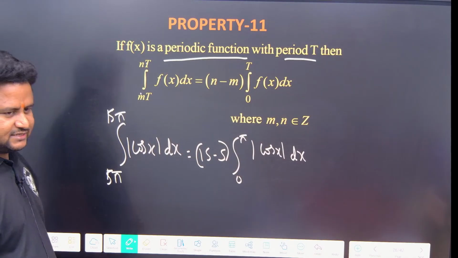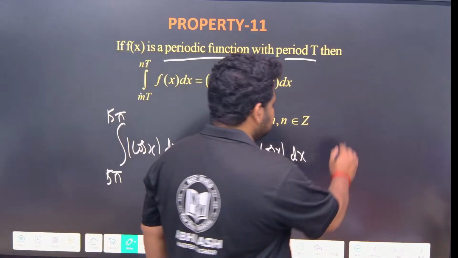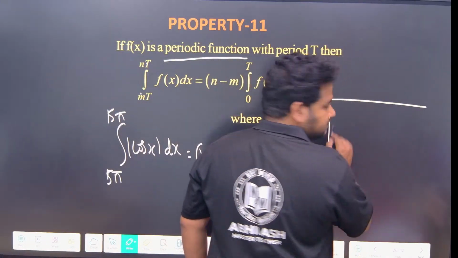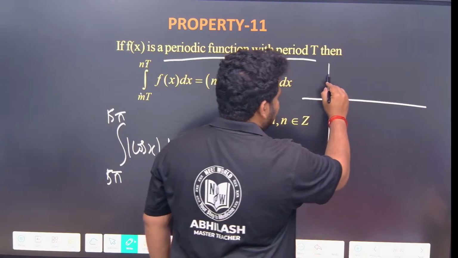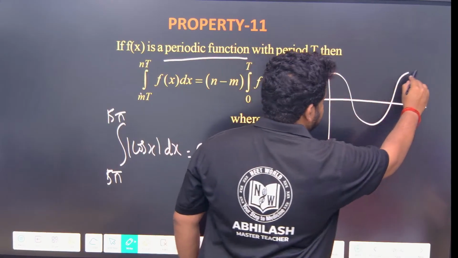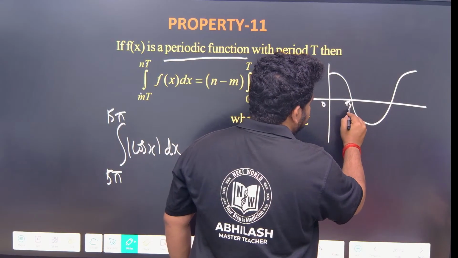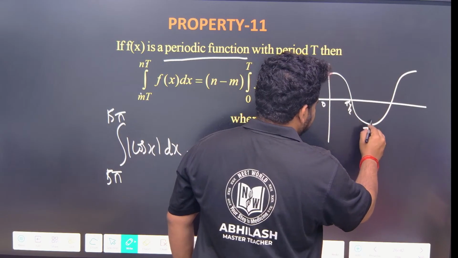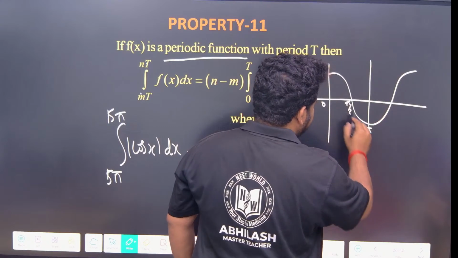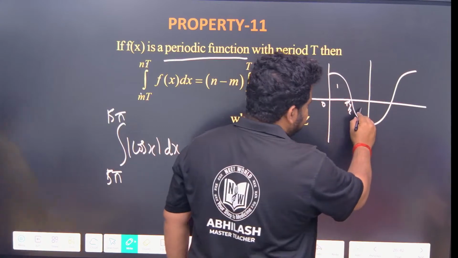Mod cos x. What is the graph we are having? See here, the cos x graph will be like this. Observe, all of you. Here it is 0, this is pi by 2, this is pi. Now see here, at pi, this is 1 and this is minus 1.